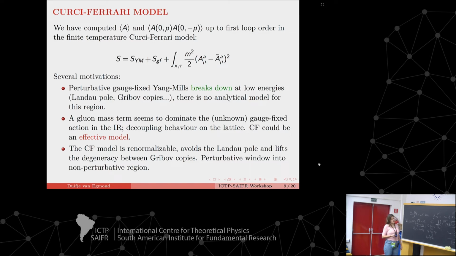Moreover, higher order loops seem to be suppressed, such that we might have a perturbative window, so we can use maybe perturbative techniques to say something about the non-perturbative region. And this is actually what we tried, because we had just a first loop order calculation of the propagator.